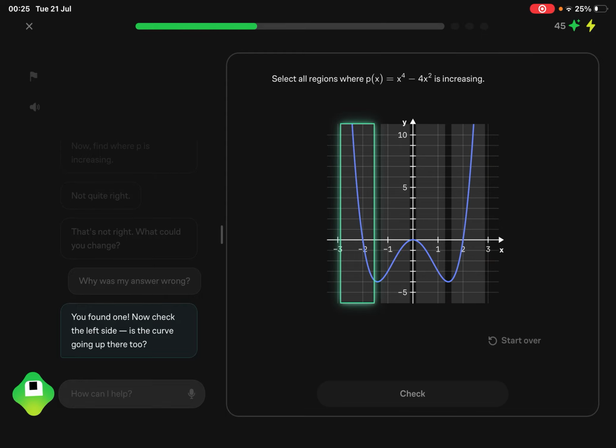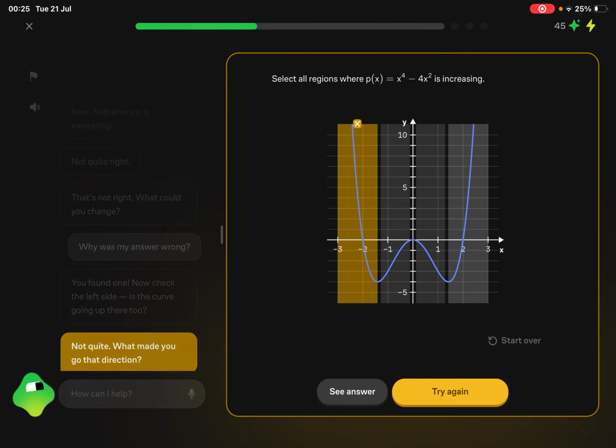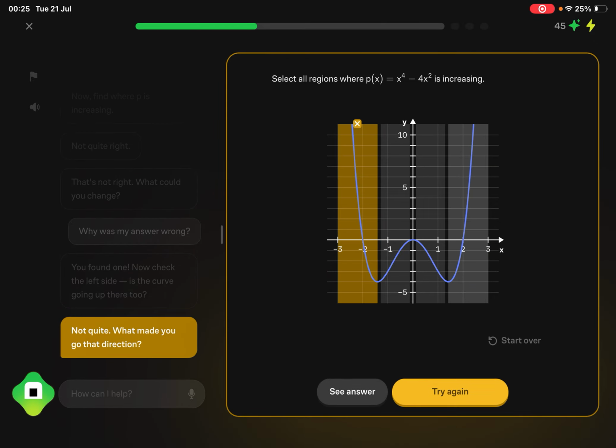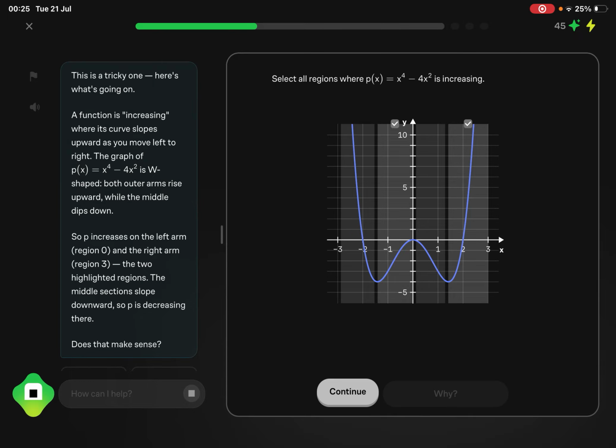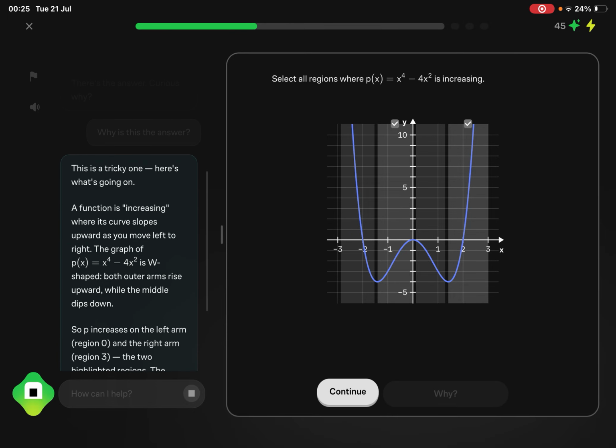Mate, I literally plotted both of them. Not quite. What made you go that direction? There's the answer. Curious why? Why? Oh, because... This is a tricky one.